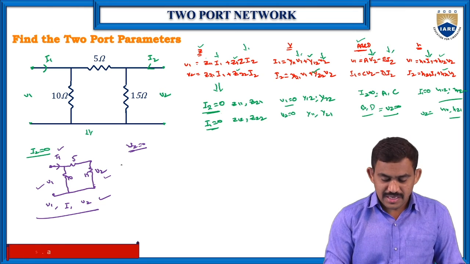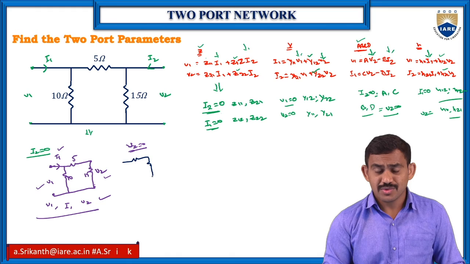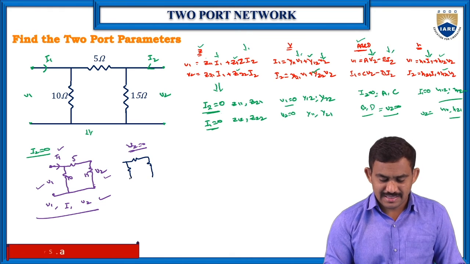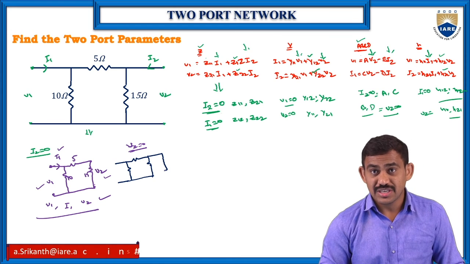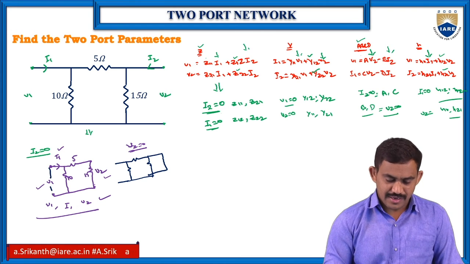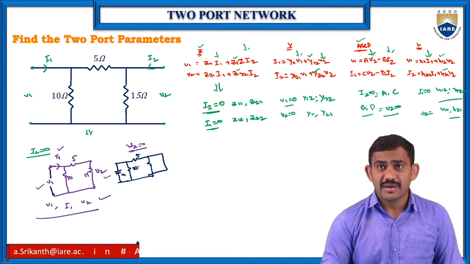Short circuit means your pi network is converted into 5 ohms as it is, 15 ohms as it is, and here this is also as it is. Now your voltage V2 is short circuited. Here we have the V1 value, here also we have the V1 value, and the resistors 10, 5 and 15.